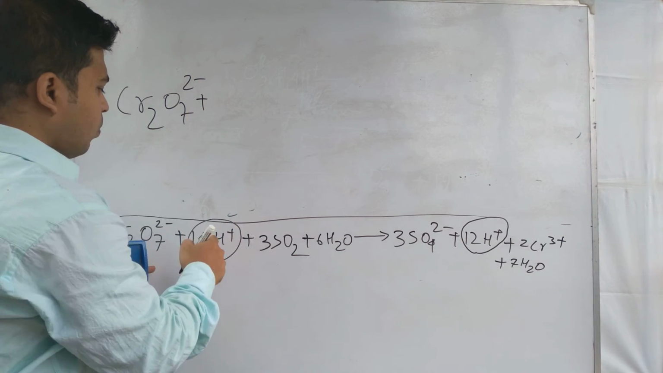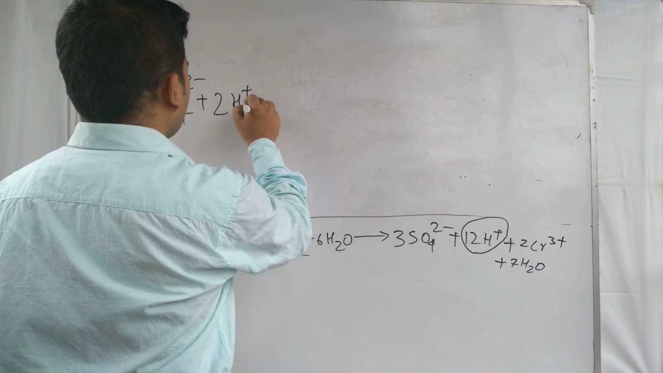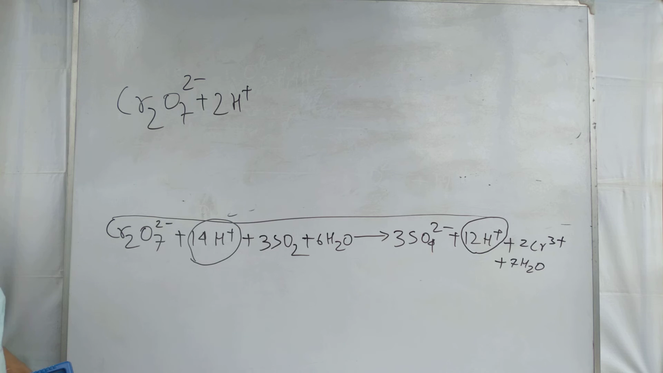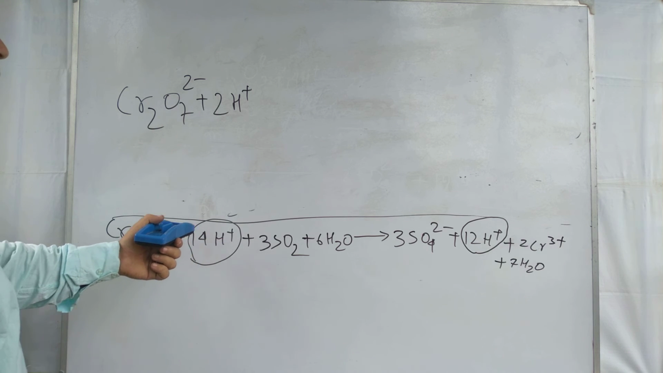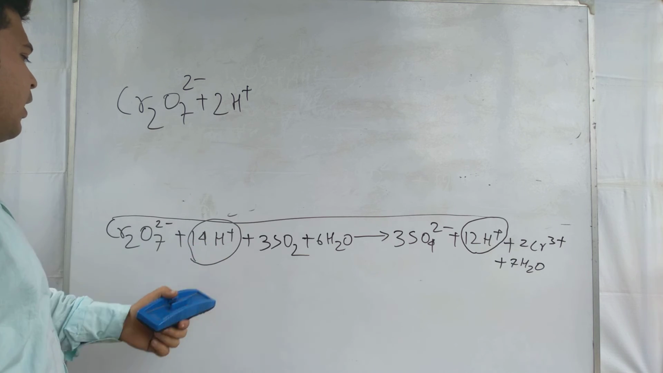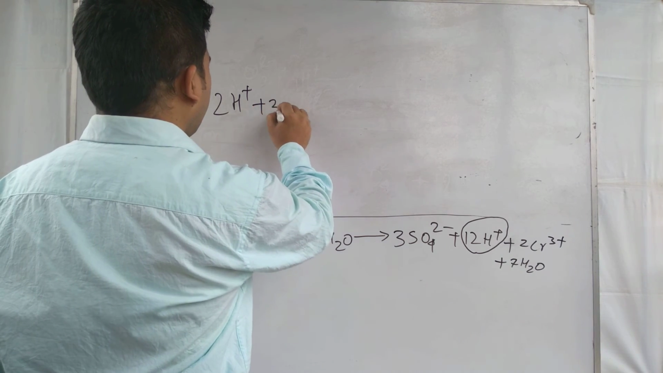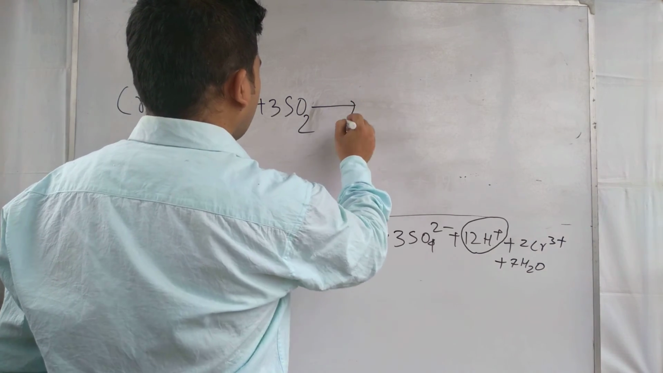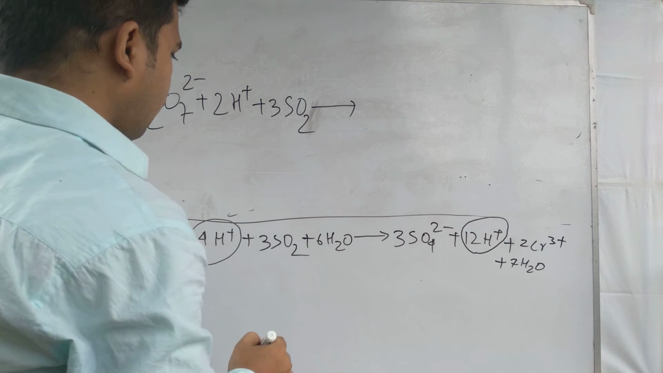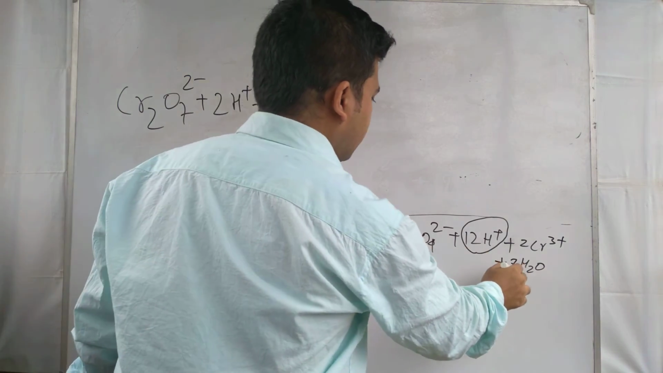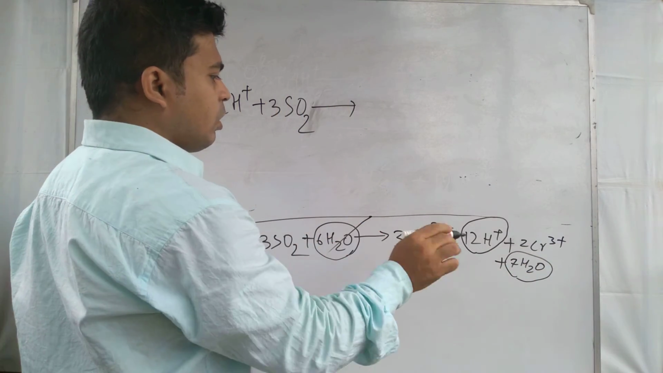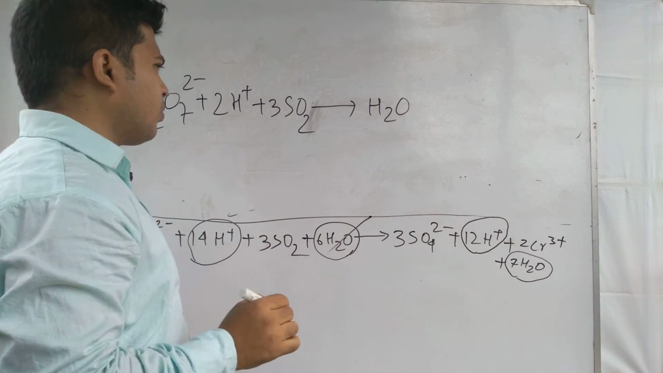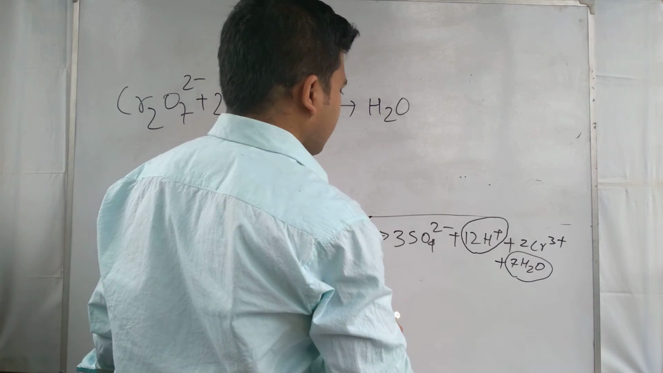Cr2O7 2 minus plus only 2H plus remains on the left hand side, because out of the 12H plus and 14H plus, only 2H plus is remaining on this side, and sulfur dioxide will be 3SO2. For the case of water, see here it is 6H2O and it is 7H2O, so this one totally gets cancelled and 1H2O will remain on the right hand side. So we write the 1H2O on the right hand side.